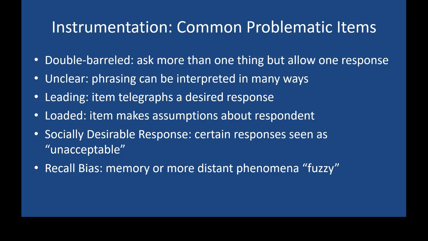And then lastly, recall bias is that more distantly past phenomena or experiences are just going to be fuzzier. And so if you're going to ask about something with a time component, meaning tell me about something from 6 months ago, you need to have a pretty strong belief that they're actually going to accurately recall whatever it was that they thought or felt from 6 months ago.